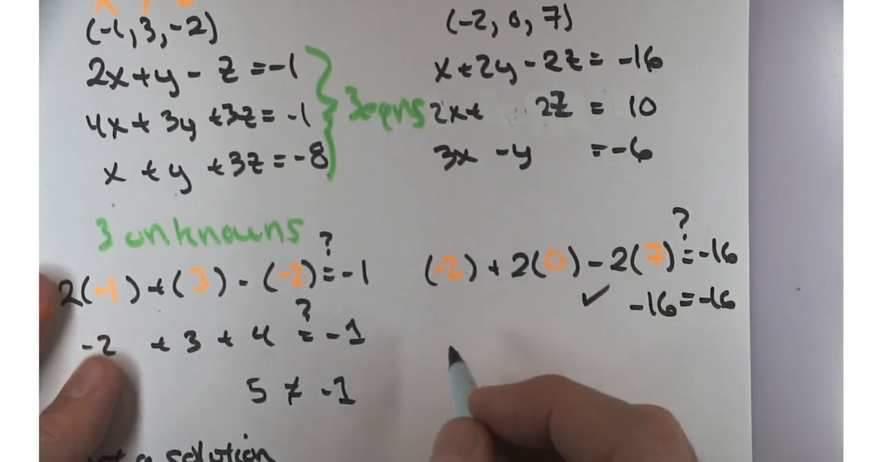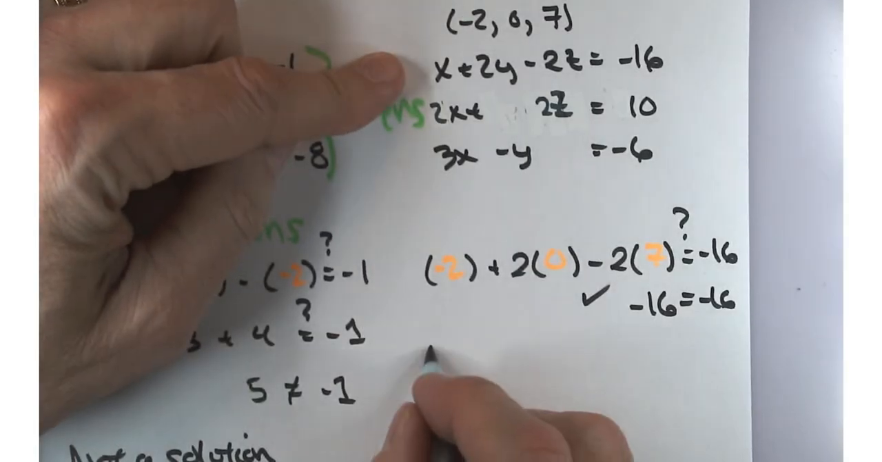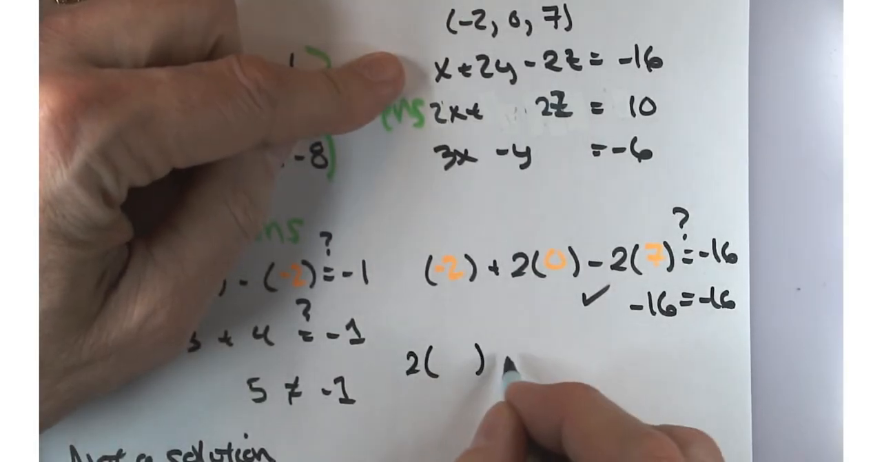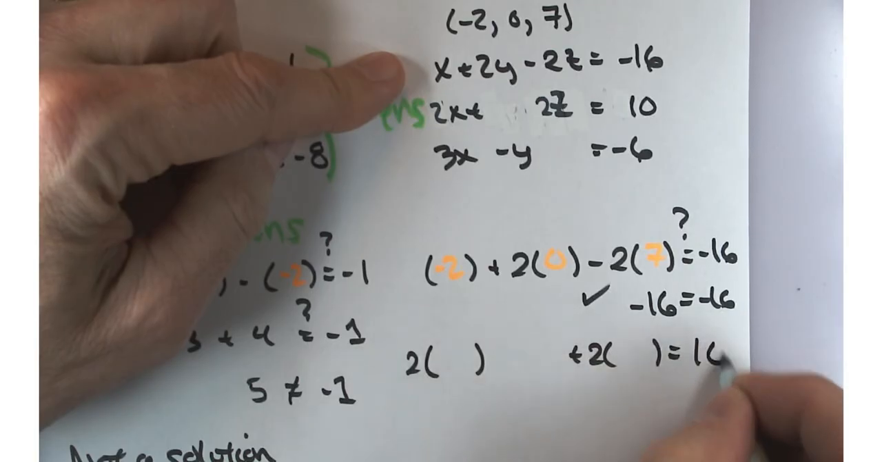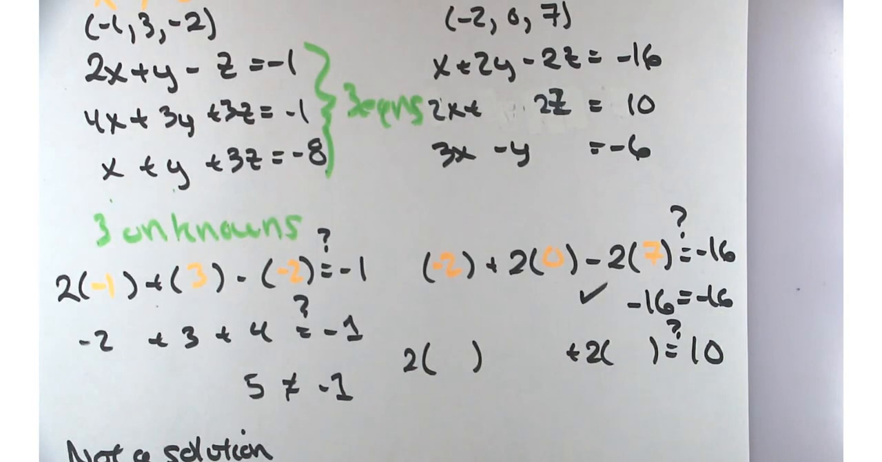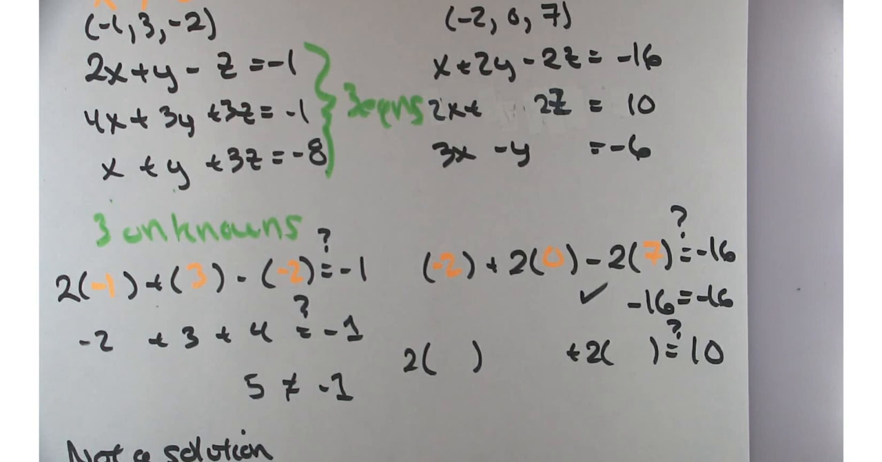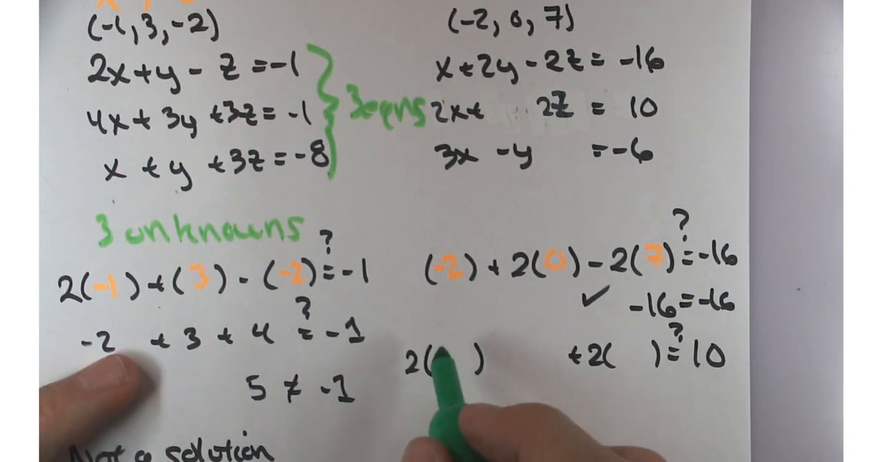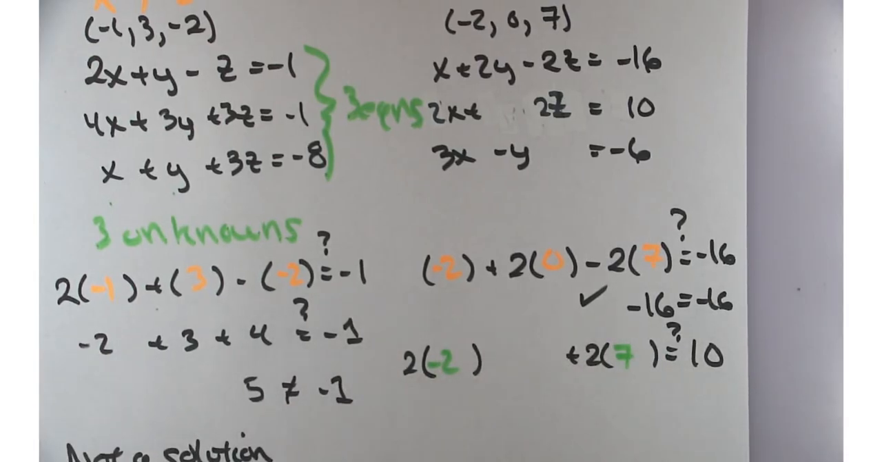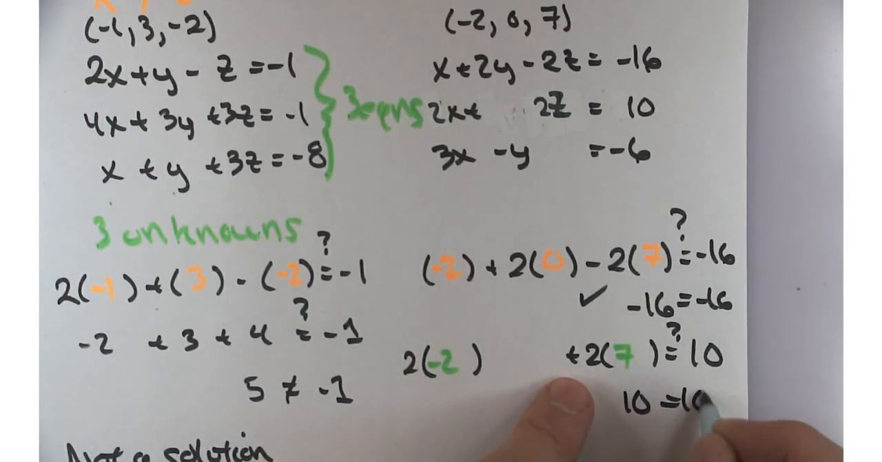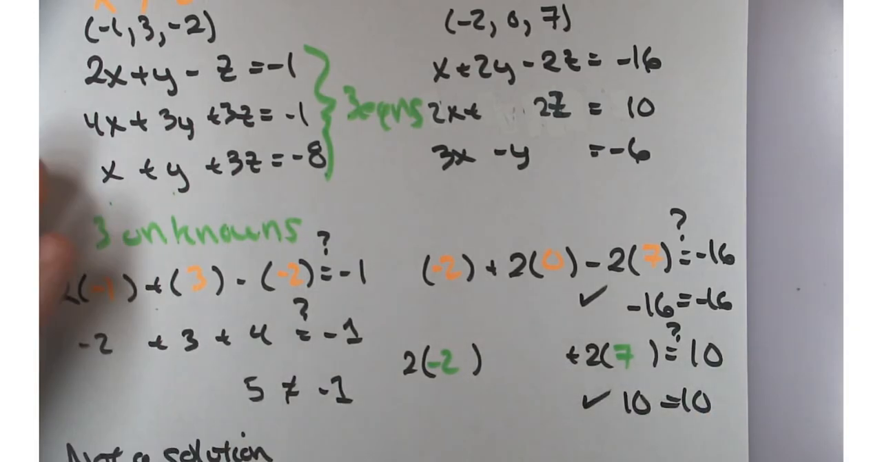Let's try it in the next one. So I want 2 times something plus 2 times something again. I want that to equal 10. We'll plug in that -2, 0, and 7 into the middle equation. There's no place to plug in the y. And we end up with -4 plus 14. 10 equals 10. So again, looking good.